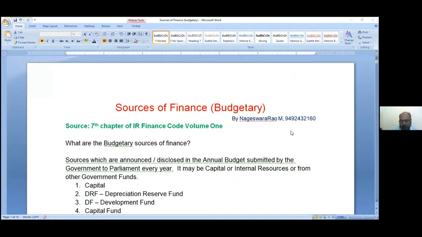Sources which are announced or disclosed in the annual budget, that is a regular annual exercise, submitted by the Government of India to the Parliament every year, are called budgetary sources. It may be capital provided by the Government of India, or internal resources generated from the railway operations, or other government funds also. That is, not only railway funds, some other funds also we are utilizing for railway infrastructure works.